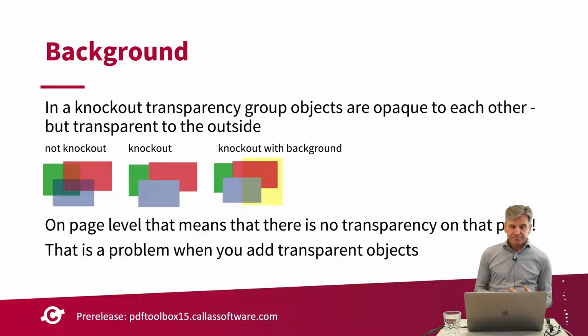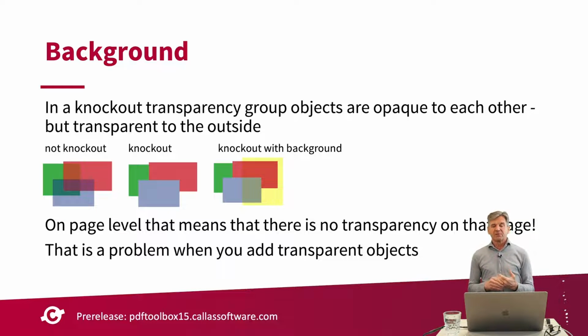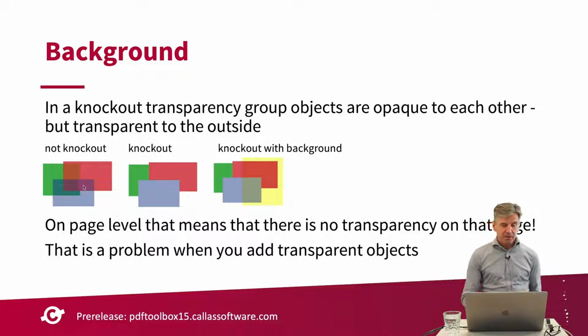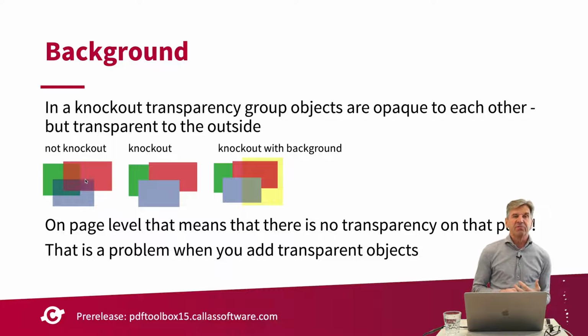So, background. What actually is a knockout transparency group? You probably know a transparency group groups objects together and specifies something about transparency for the objects in that group. In my example, I have 3 color patches, and 2 of them, the blue and the red one, are transparent so that you can see the green object in the background through. And also the blue is transparent in front of the red one.